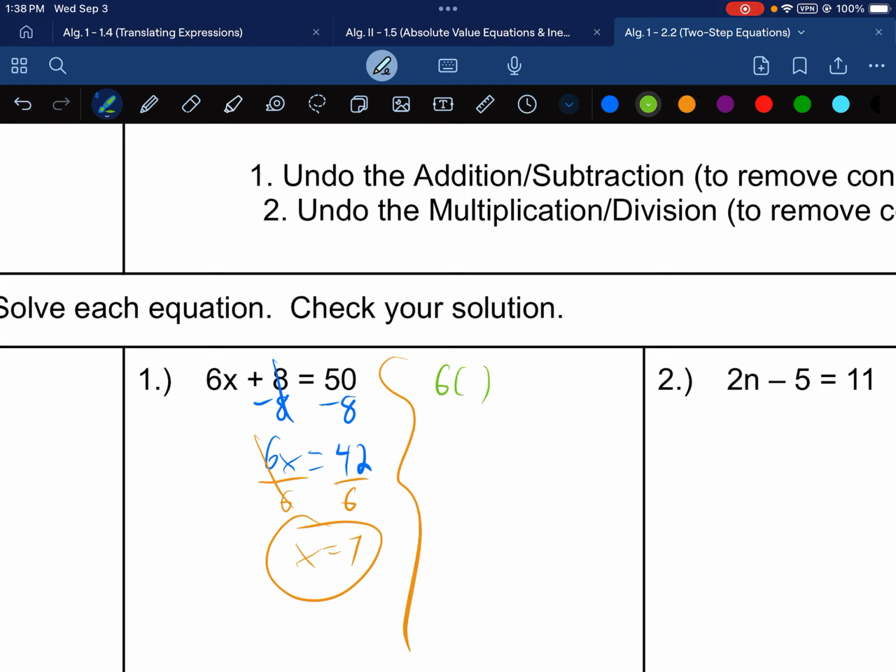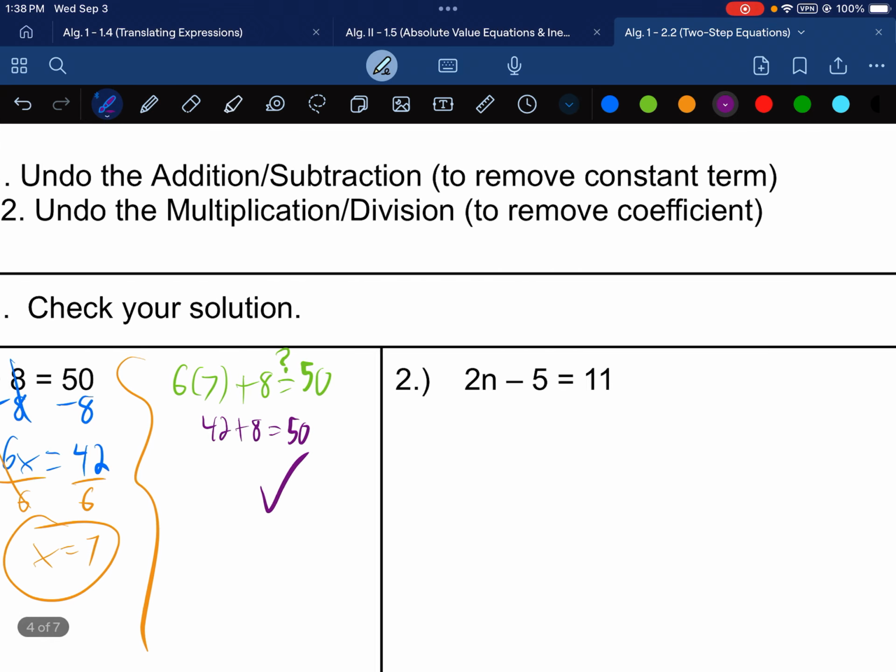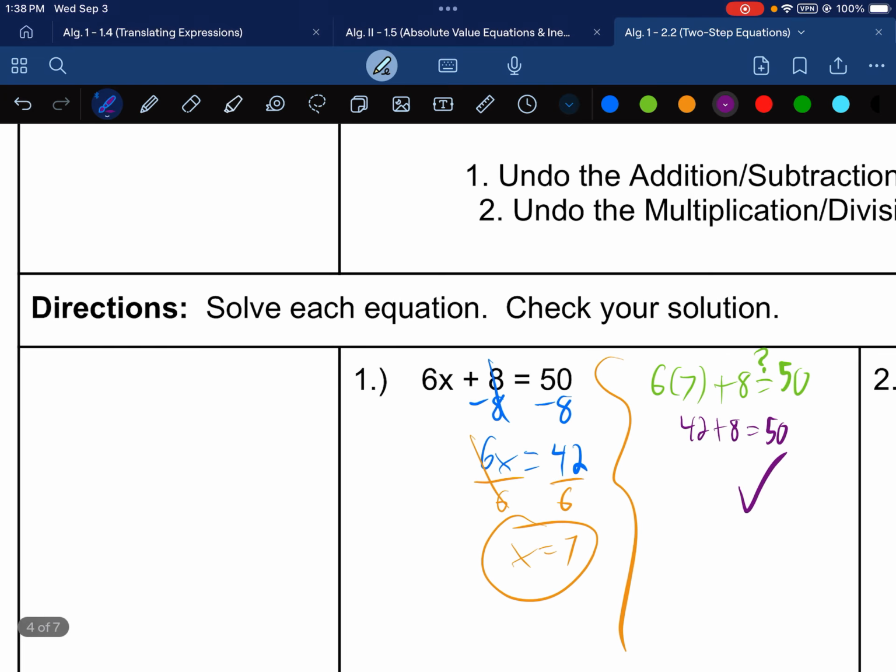I'm going to go ahead and show how to plug this back in. You would take 6 times 7, and say, does this equal 50? So we get 42 plus 8, and that equals 50, and that does in fact check out. 42 plus 8 is 50. I'm not going to be plugging in in future problems now that we know how to do it. That's always an option available to you to check your work.